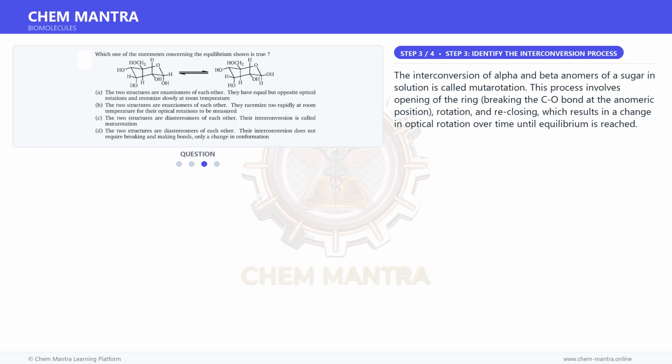The interconversion of alpha and beta anomers of a sugar in solution is called mutarotation. This process involves opening of the ring, breaking the C-O bond at the anomeric position, rotation, and reclosing, which results in a change in optical rotation over time until equilibrium is reached.